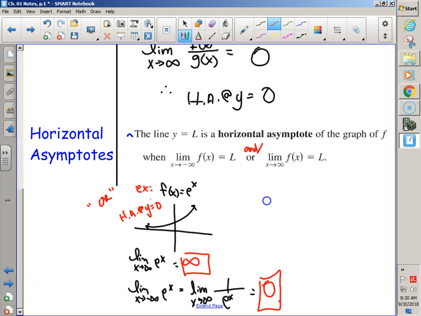Has anybody thought of a basic where limits is an and? Both of them agree. What's another basic graph that has a horizontal asymptote where whether you go to the right or to the left, both sides level off?